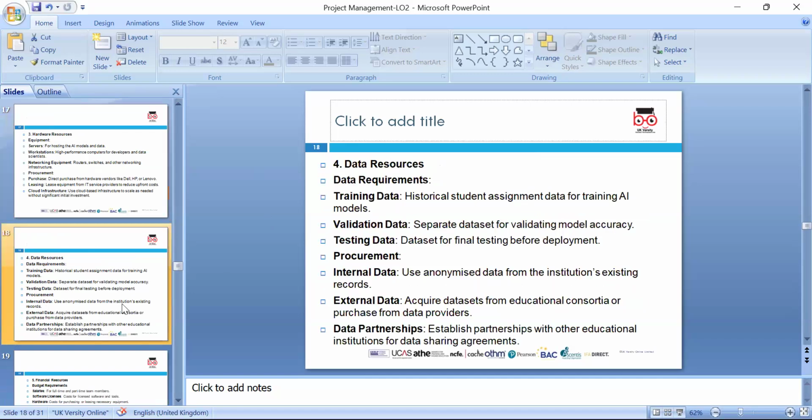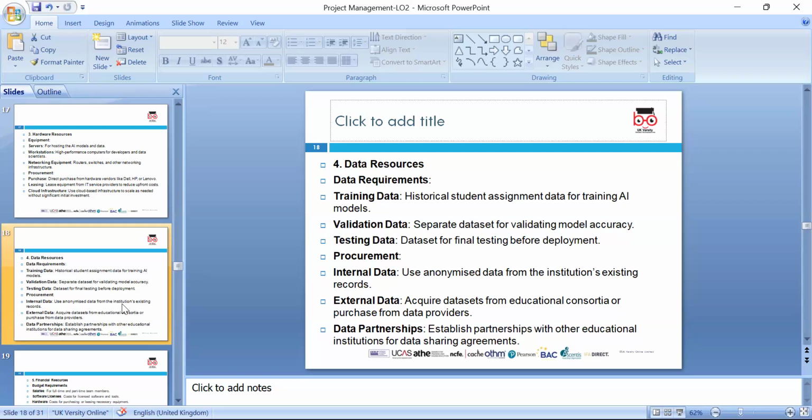Data resources and data requirements: training data is quite crucial, so we need to look at the training model, on-the-job and off-the-job training, and AI roles, with separate, different data sets that can be analyzed. We also have other software such as SPSS, a statistics software which is embedded for analysis purposes, and testing data, procurement, internal data within the company, and external data.